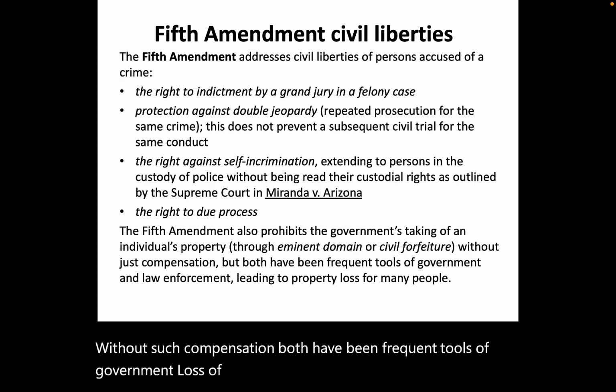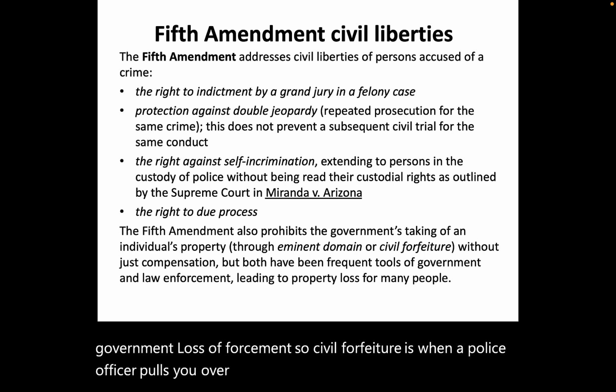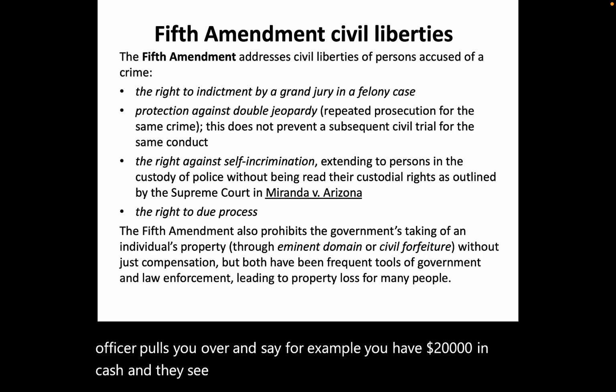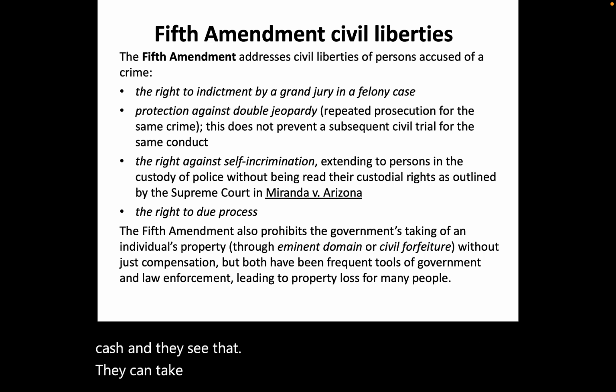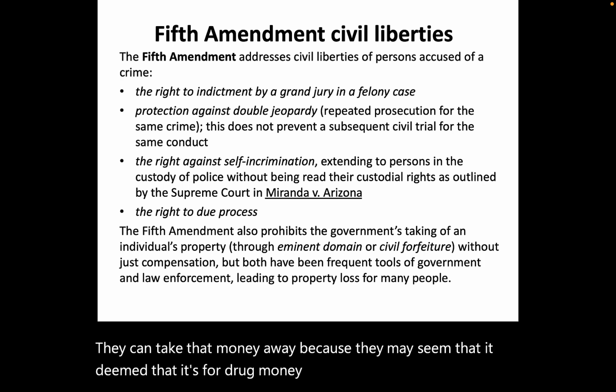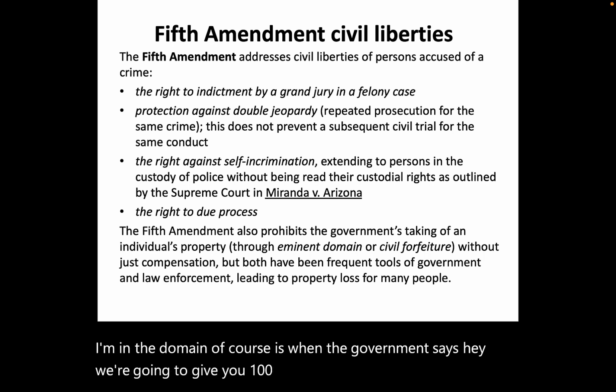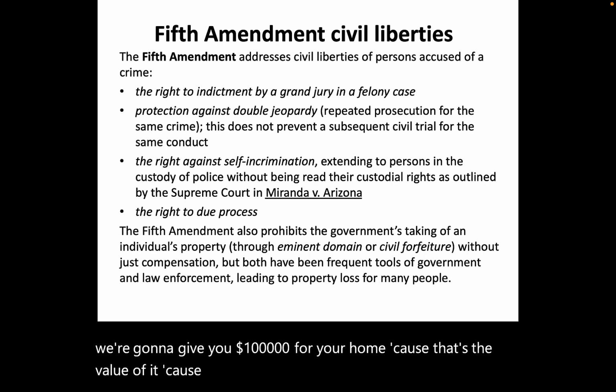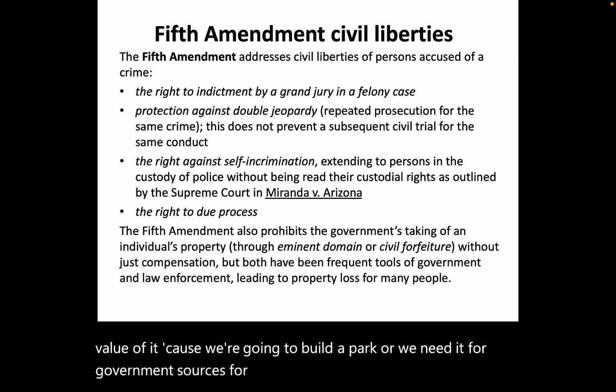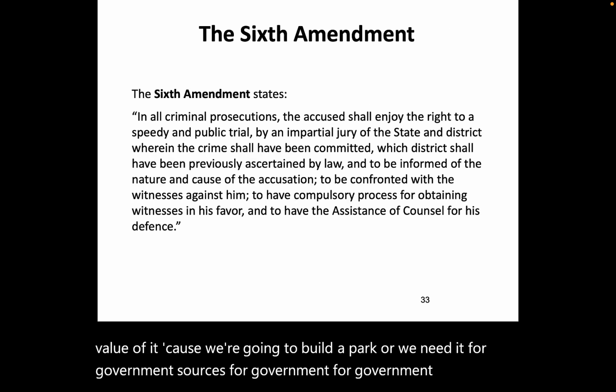Civil forfeiture is when a police officer pulls you over and, for example, you have $20,000 in cash, and they can take that money away because it's deemed to be drug money or for dangerous purposes. Eminent domain is when the government says, we're going to give you $100,000 for your home because that's the value of it, because we're going to build a park or we need it for government-sided projects.